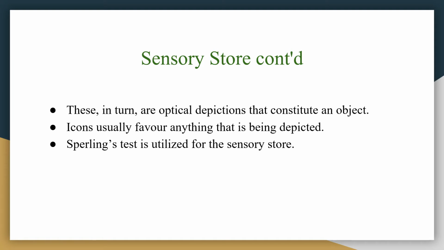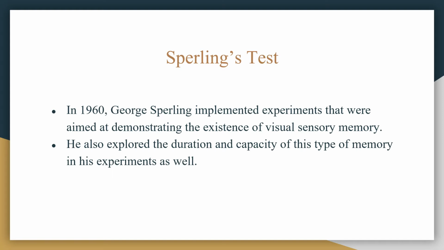Sperling's test is utilized for the sensory store. Sperling's test. In 1960, George Sperling implemented experiments that were aimed at demonstrating the existence of visual sensory memory. He also explored the duration and capacity of this type of memory in his experiments as well. On the next slide, there is a video clip that further explains Sperling's test. And on the slide thereafter, there is a practice session that you can use to test yourselves via this method.